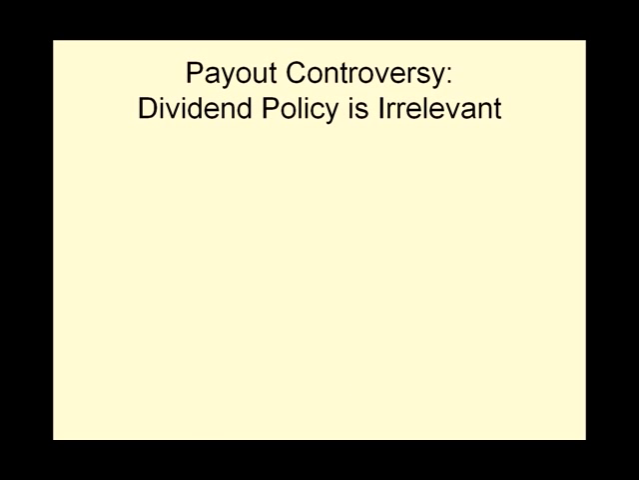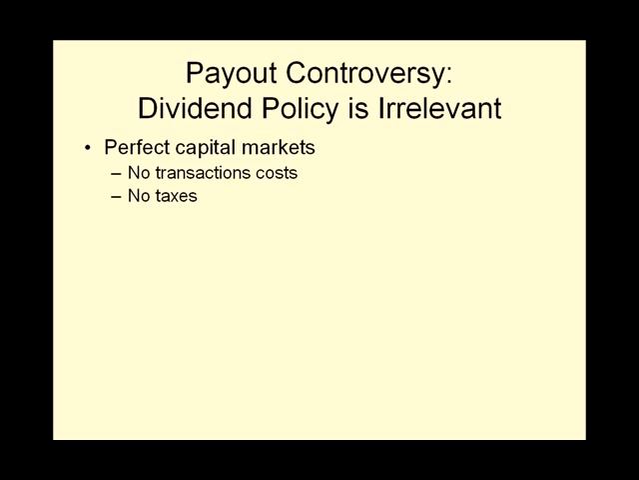Now let's approach the dividend decision from a normative perspective. What should the firm's dividend policy be? We start with the theoretical proposition that dividend policy is irrelevant. This proposition rests on the existence of perfect capital markets, or markets with no transactions costs, no taxes, good information, and no other market imperfections.